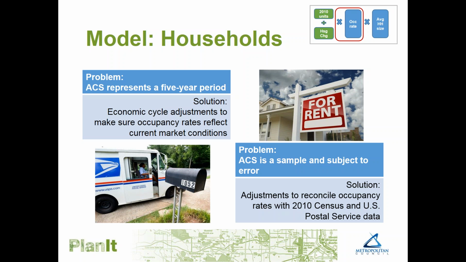So those are the 2010 census and data from the U.S. Postal Service. So those are two ways that we're still wanting to take advantage of the geographic specificity and the housing type specificity of the ACS data, but making sure that the results coming out of those align with other data sources that don't depend on a sample.